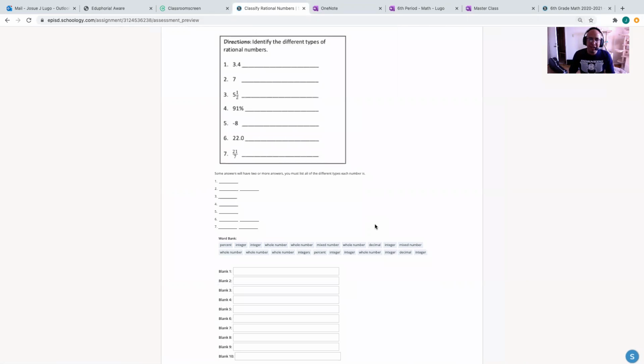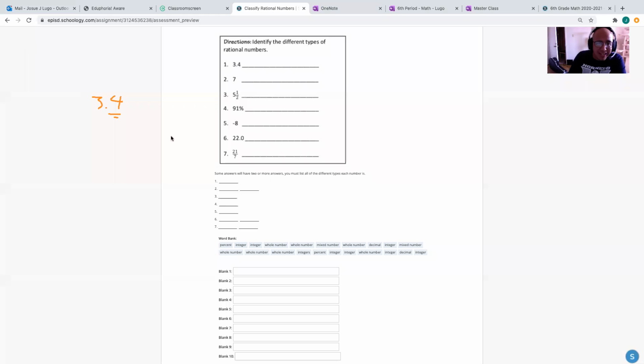All right, so we're given 7 different numbers, beginning with 3.4, followed by 7, 5.5. And we're tasked with identifying whether these numbers are rational, and if they are rational, are they whole? Or if they're not integers, what kind of rational number are they? For example, 3.4, 3 and 4/10. It does have a decimal value, so it's definitely not an integer.